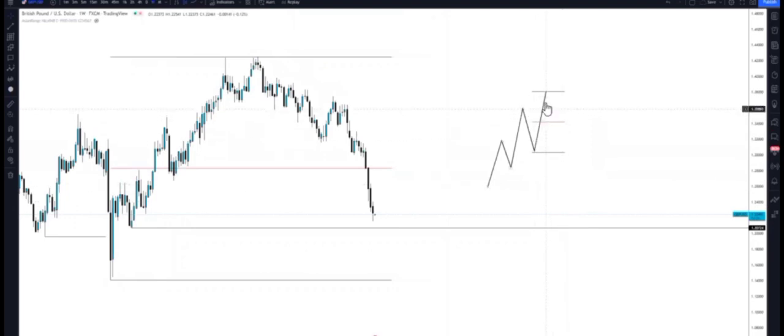Now you understand price is in a range. And we're currently having discount, and we have premium.